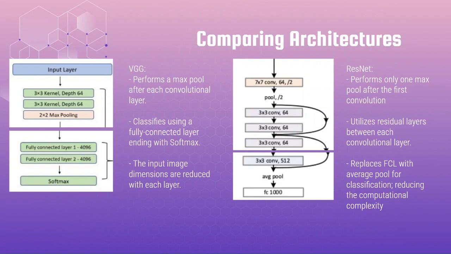And then on the right, we have the ResNet architecture, with these arching arrows representing the residual layers of the model. And so we have one initial max pooling layer, and then all the way through each convolutional layer, there's no more pooling or activation until the very end, where we use an average pool instead of the fully connected layer, which reduces the computational complexity of the model.